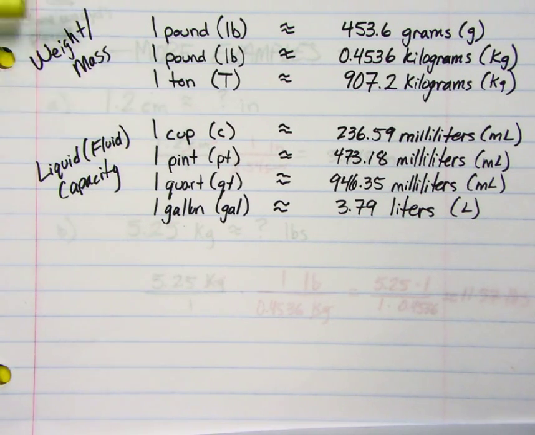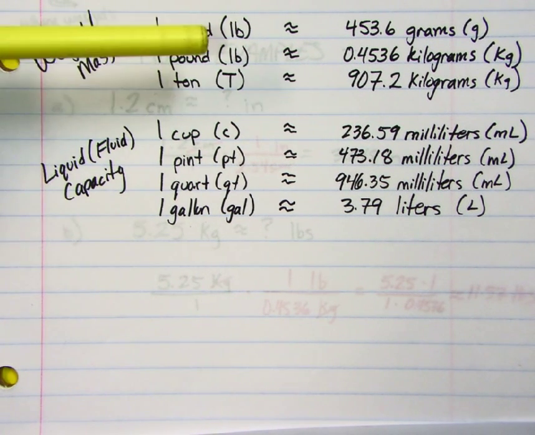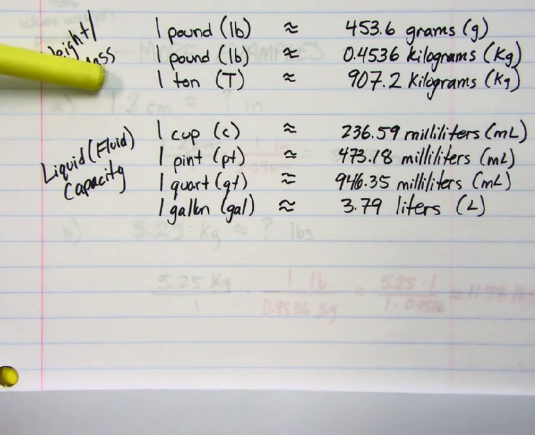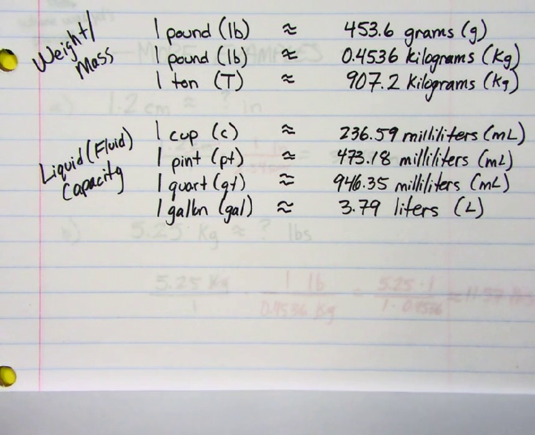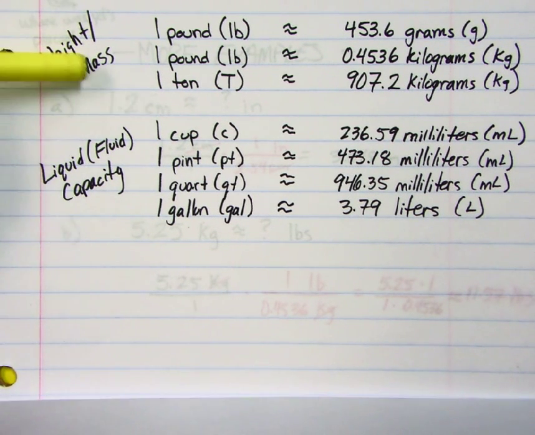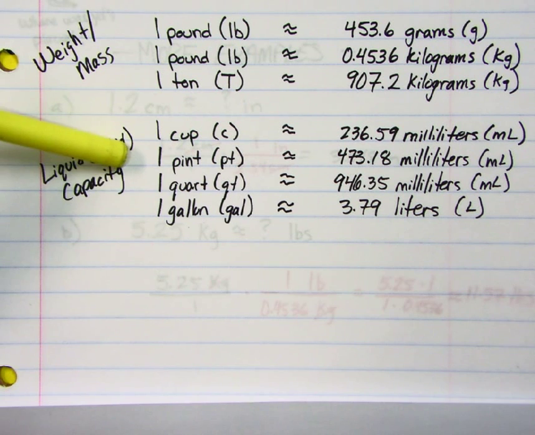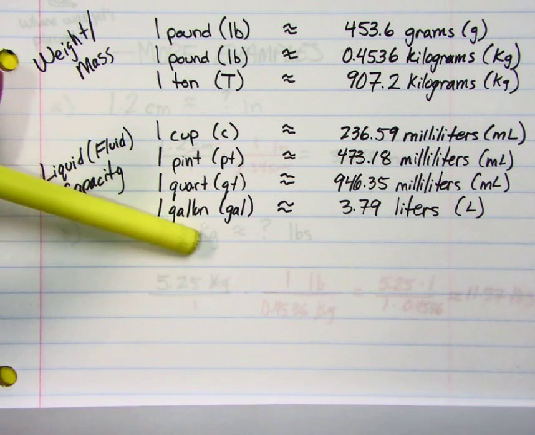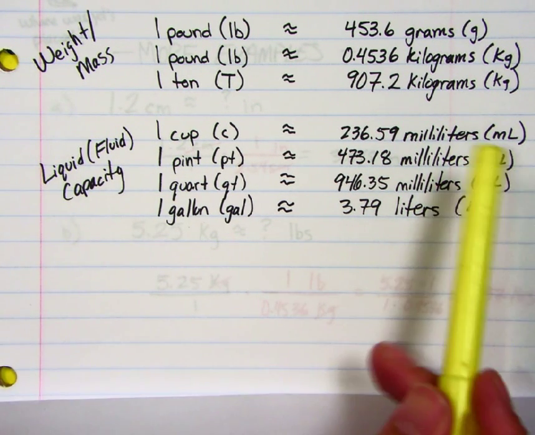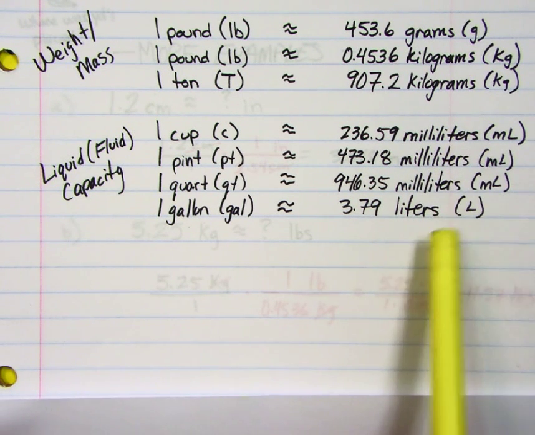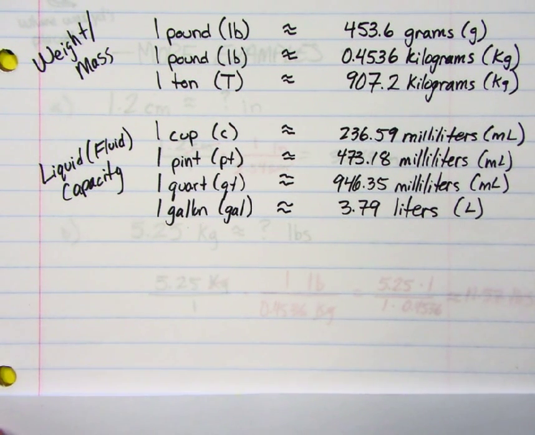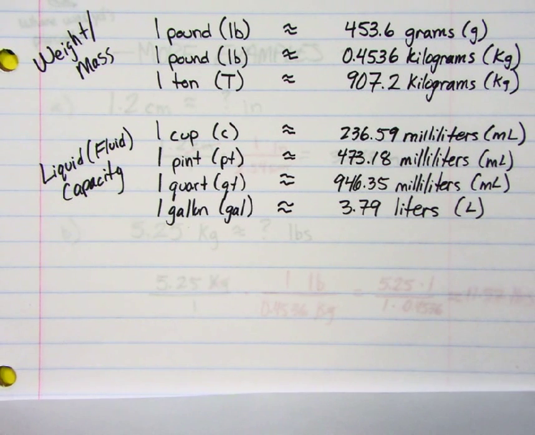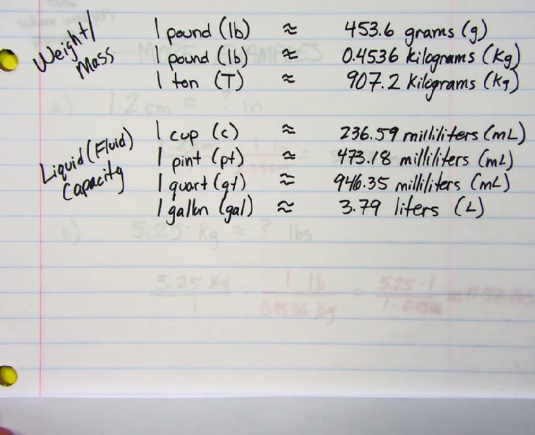The other two are about weight and mass, which is pounds to grams, pounds to kilograms, and tons to kilograms, and liquid or fluid capacity. So when we're cooking and baking, we know cups, pints, quarts, and gallons, but you need to know what that is in milliliters or liters as well. So copy this down. I don't suggest that you necessarily memorize these things, but there are certain ones that you'll see over and over again. It's probably a good idea to lock those down in memory.